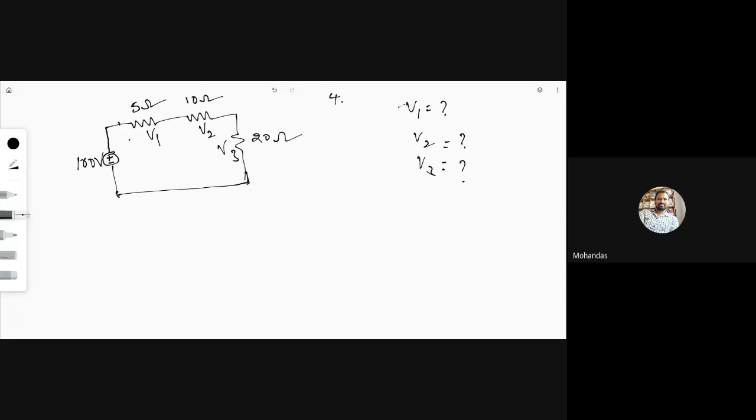Here I want to calculate the voltage drops V1, V2, V3. One is the voltage source, the 100 volt source, and these are the 5 ohm, 10 ohm and 20 ohm resistors. The circuit is closed. When the circuit is closed, current flows through all these resistors, and this voltage source can deliver the current I, which depends upon the loads, these resistors. Let us imagine the unknown current is I, flowing in the clockwise direction.